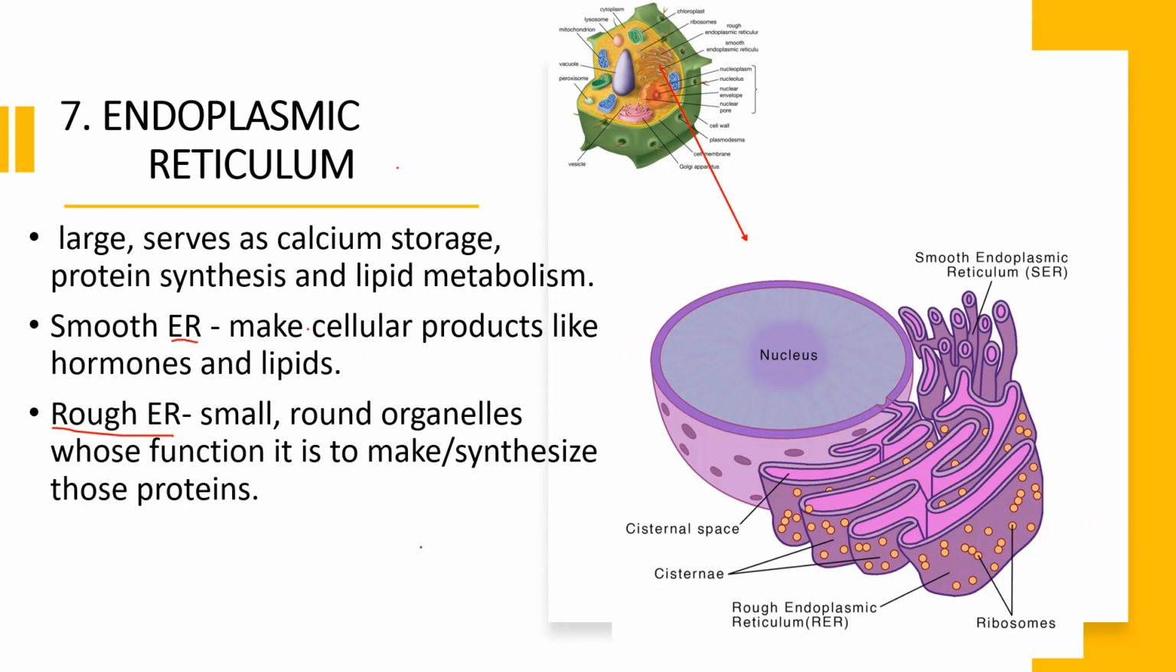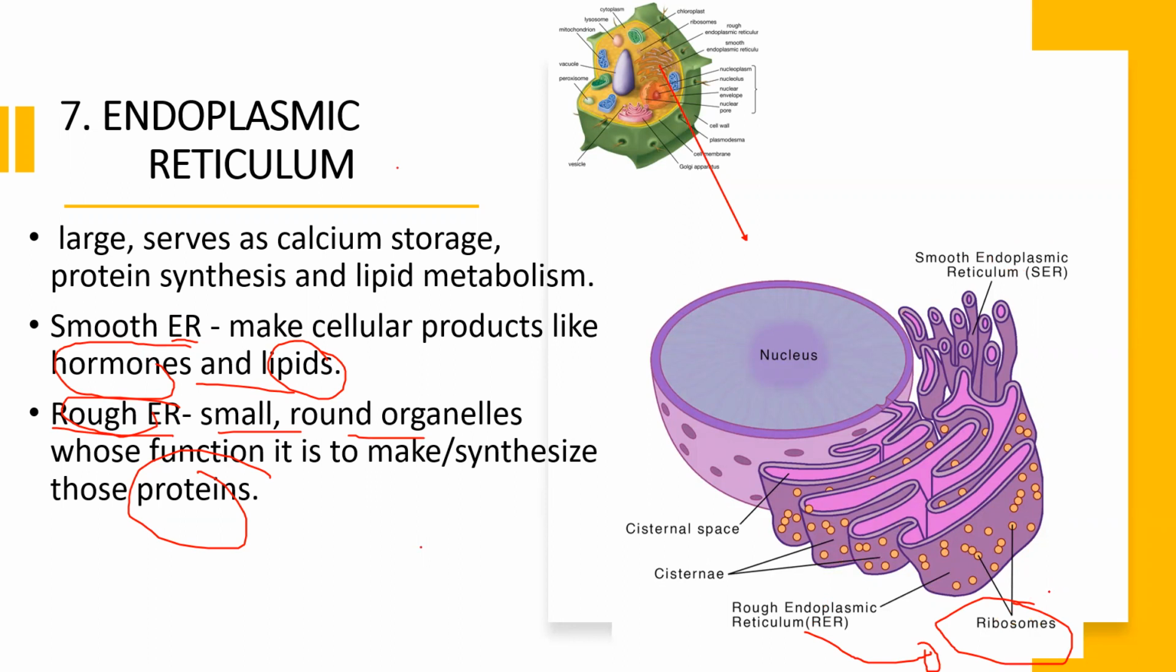So the smooth ER makes cellular products like the hormones and lipids. So siya yung mismong gumagawa ng cellular product gaya ng hormones and yung lipids natin. And then ang rough endoplasmic reticulum naman, they are small round organelles. At ang function ng rough endoplasmic reticulum ay they synthesize protein. Okay? So the most basic difference between the RER and the SER is the presence of ribosomes. Okay? Yung difference ng smooth endoplasmic reticulum and rough endoplasmic reticulum is based doon sa presence ng ating ribosomes.